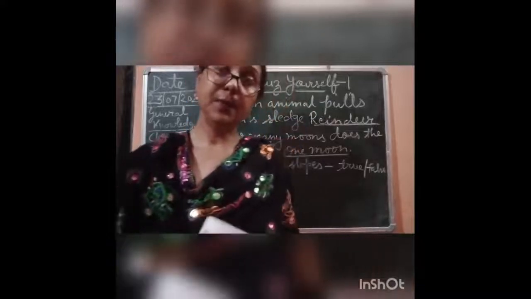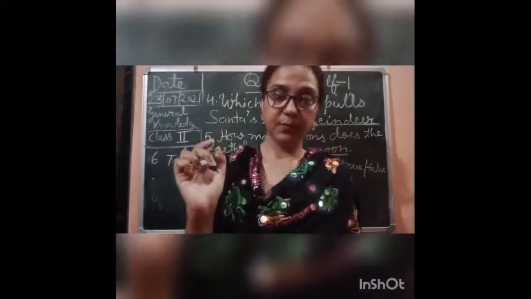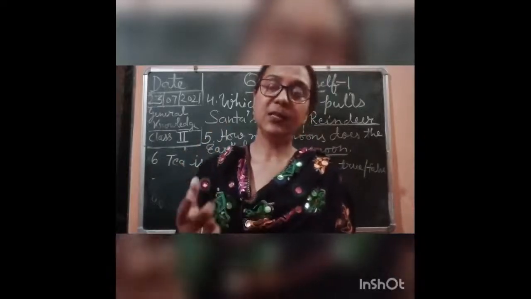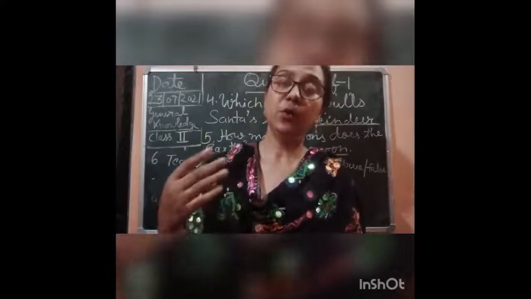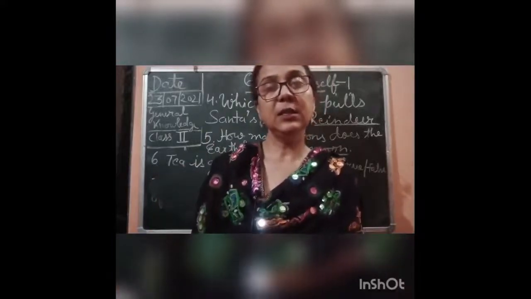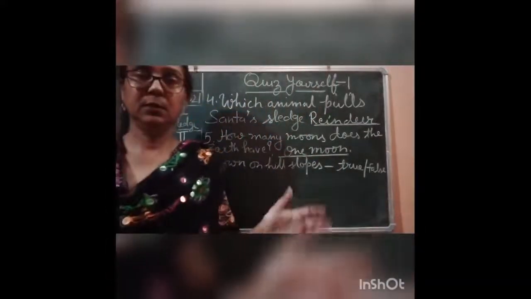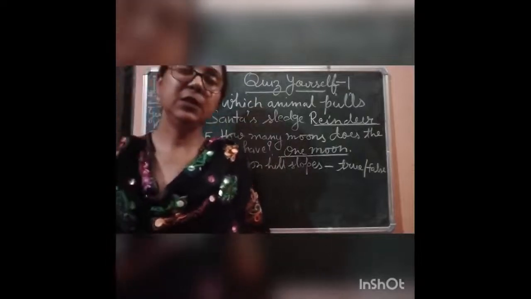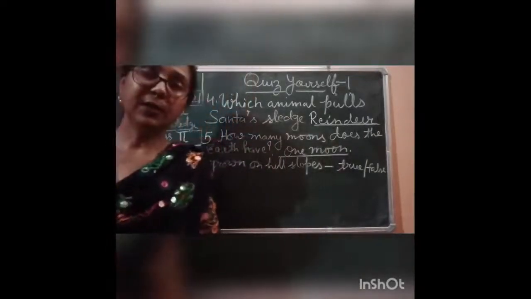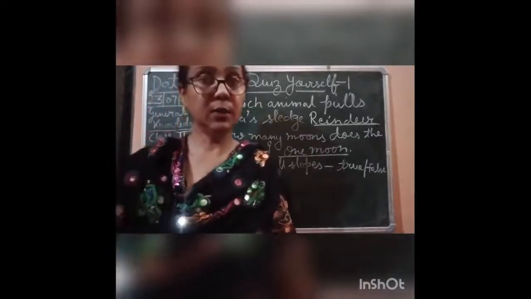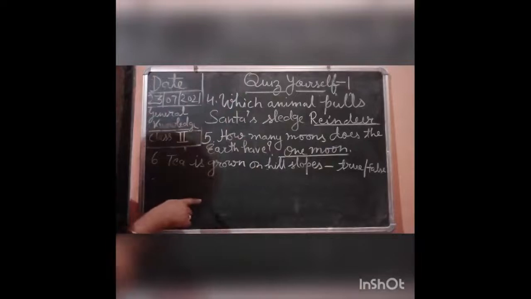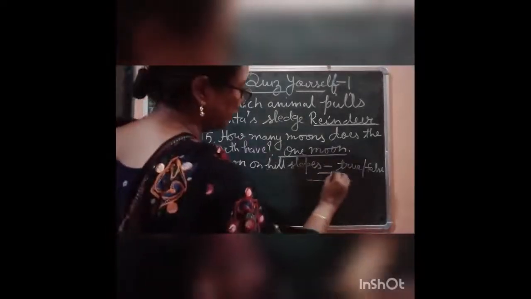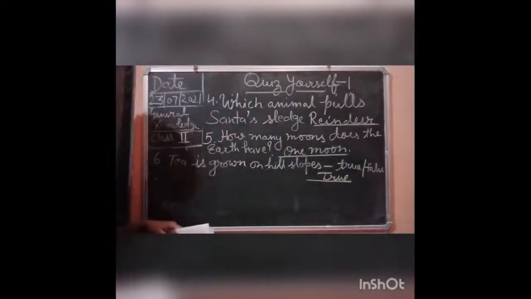So children, this statement is true because tea is a plant which needs more moisture but not more water. So that is why when it's grown on hill slopes, the maximum of the water is drained away, or you can say relieved. So that is why this type of plant needs hill slopes. Maximum of the tea gardens, you can see in Assam, and if you go to Nainital, you can see there also they have a tea garden. So tea is grown on hill slopes. Yes, the answer is true, children. This is true, children. Ye sahi hai.